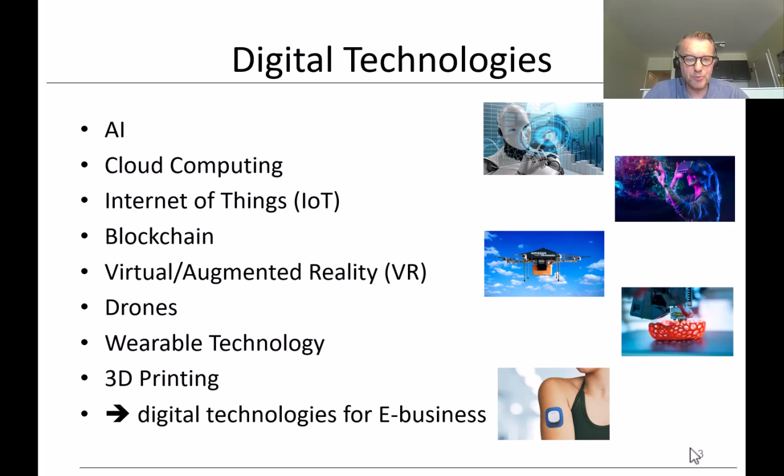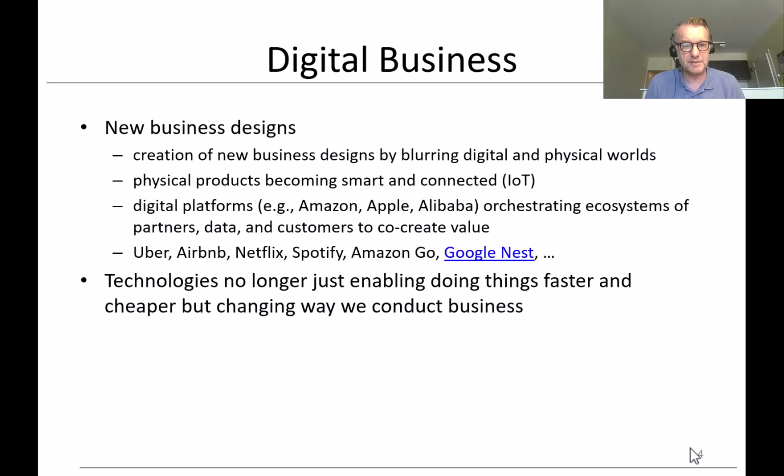Think about 3D printing. So all of these newer types of digital technologies allow us to actually start new types of digital business designs. New types of business designs or business models could be, for example, by blurring the digital and the physical worlds. Many of the devices nowadays that we're using are almost constantly connected to our anatomy. Think about a smartwatch that we're constantly wearing.